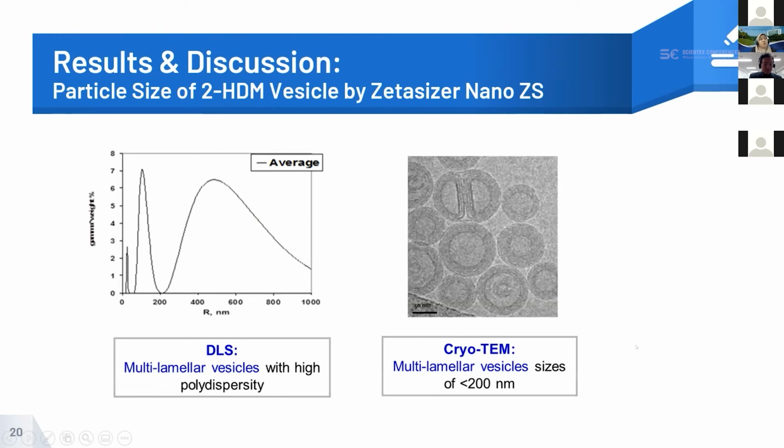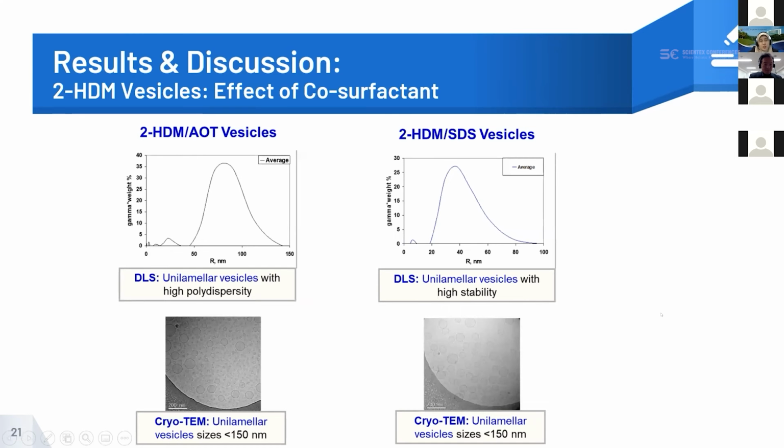When you measure the particle size and also the morphological properties by using TEM, you can see that the sample of 2-hexadecyl maltoside alone produced multilamellar vesicles with a size of less than 200 nanometers. When you add the anionic surfactants AOT and SDS, you can form better particles or vesicles, unilamellar vesicles with high polydispersity.